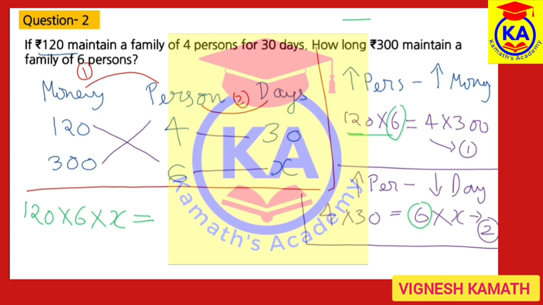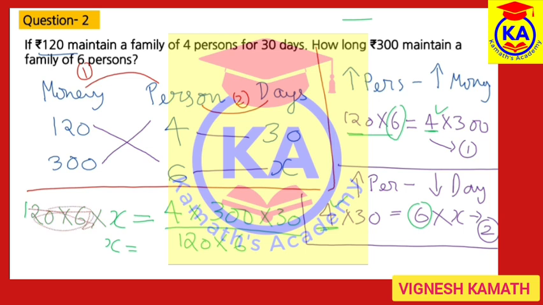So you can easily compare both equations: 120 into 6 is given here and 6 into x is given here. If you combine, 120 into 6 into x, you will get the LHS. Now what about the RHS? 4 is common in equation 1 and equation 2, so 4 into 300 into 30. Now we have to solve. x is equal to 4 into 300 into 30 divided by 120 into 6.